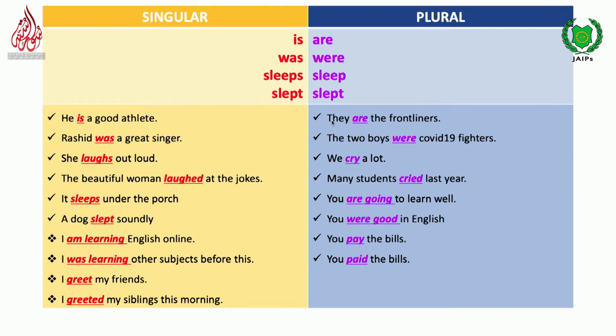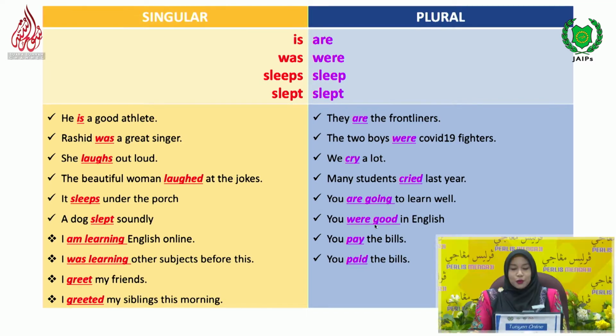Now let us proceed with the plural subjects. So let us look at one by one. They are the frontliners. The 2 boys were COVID-19 fighters. We cry a lot. Many students cried last year. You are going to learn well. You were good in English. You pay the bills. You paid the bills.